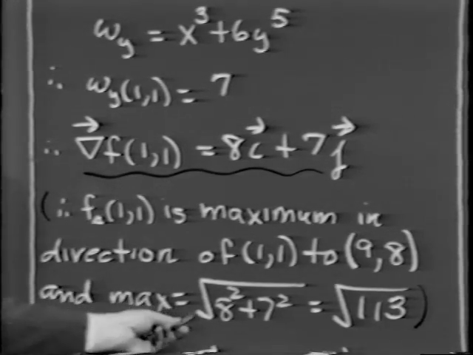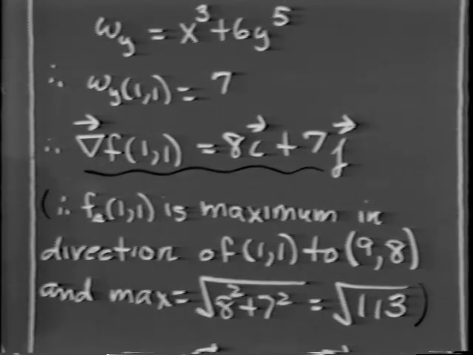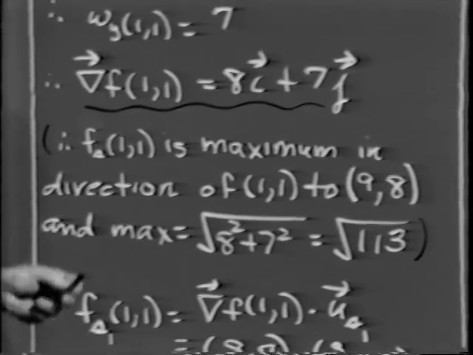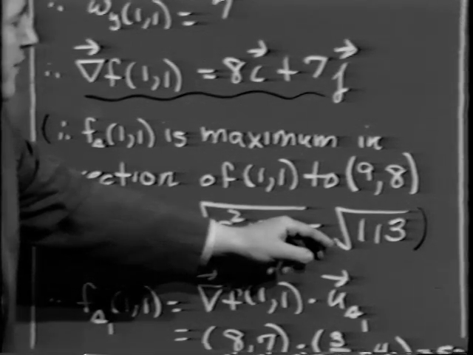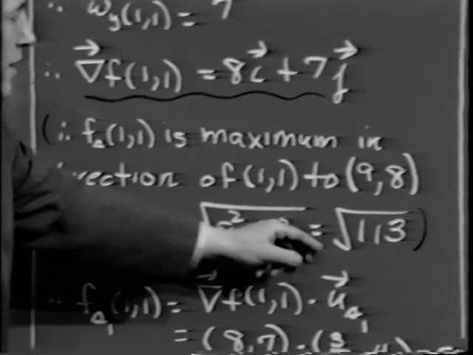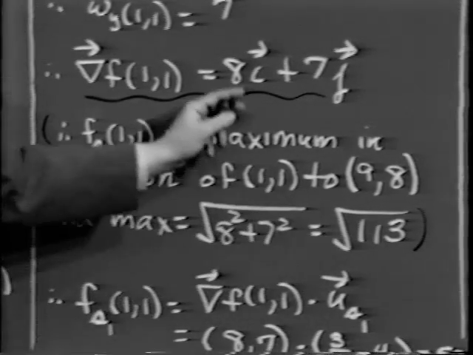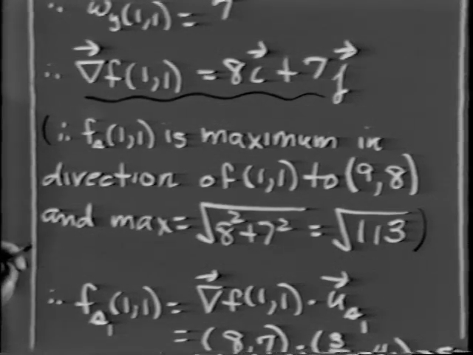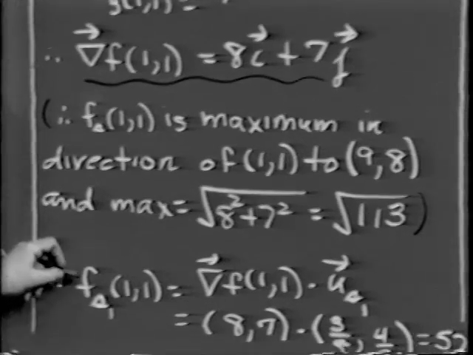The magnitude of that gradient vector is just the square root of 8 squared plus 7 squared, which is the square root of 113. In other words, what this tells us is that the maximum directional derivative, leaving the point (1, 1), is the square root of 113, and it occurs in the direction 8i plus 7j as you leave the point (1, 1).